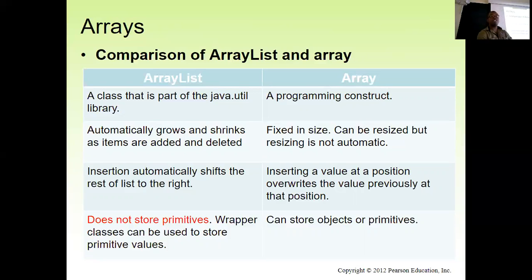So the primitives such as float and int and char cannot be stored in an ArrayList. You would have to use the wrapper class for each of those primitive types to make them into objects if you want to store them in the ArrayList. Now, arrays can store both primitives and objects.